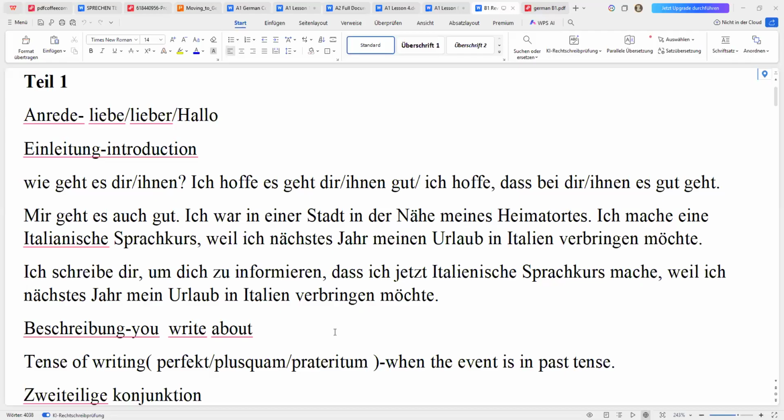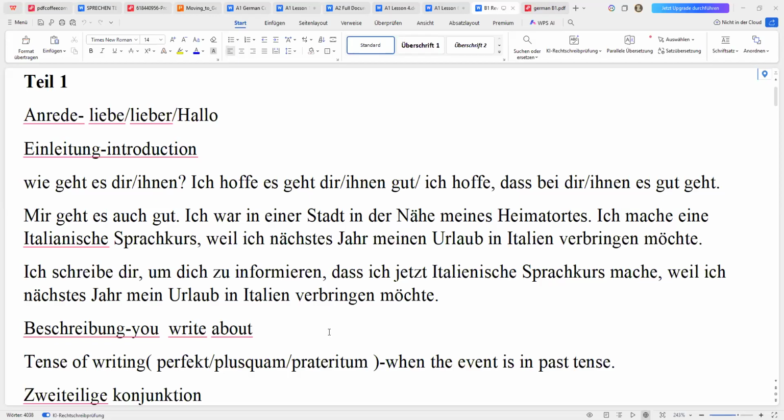So I was explaining on the Schreiben, on the Teil Eins. You have the Anleitung. After writing the Anleitung, which you can derive just from the question, you come to the Beschreiben Sie, the Beschreibung.